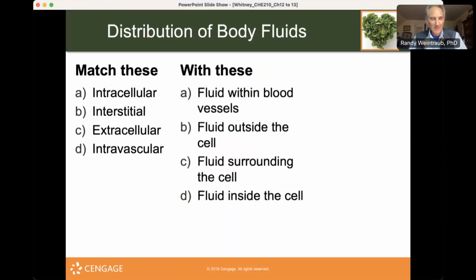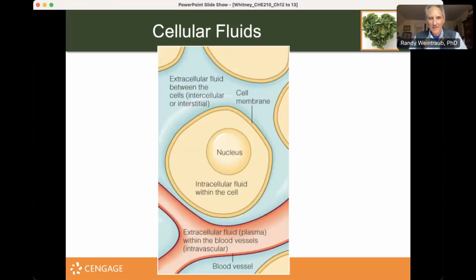Okay, a little matching here. Intracellular, well, that's inside the cell, kind of self-explanatory. Interstitial, that's surrounding the cells. You've got to know those terms. Extracellular, that's outside the cells, and intravascular, that's fluid in vessels. And there's a quick diagram of where those fluids are. Think about that with regard to the balance that we have to keep.